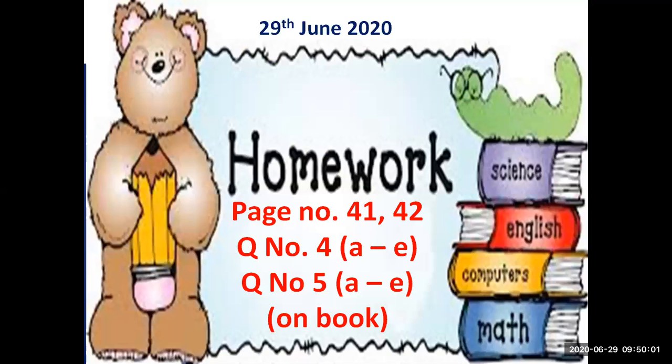Page number 41 and 42, question number 4 A to E and question number 5 A to E. Both of these questions, five parts of each, will be done in your book, and you will be provided the solution in the evening also. Do a cross check of your answers with the answers provided by the teacher, and you will be good to go. And don't forget to write today's date and day at the top of the page, right?